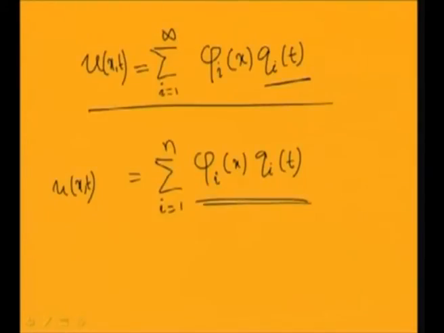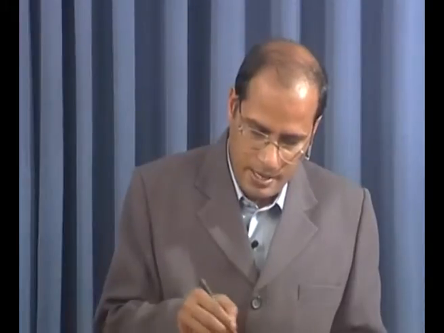So in case of this cantilever, we have already found this phi x, and q i t we also know can be written in this form: c1 sin omega t plus c2 cos omega t, and we have obtained the expression for phi i x. So u x t we can write as the product of this phi i x and q i t. So let us find the mode shape.